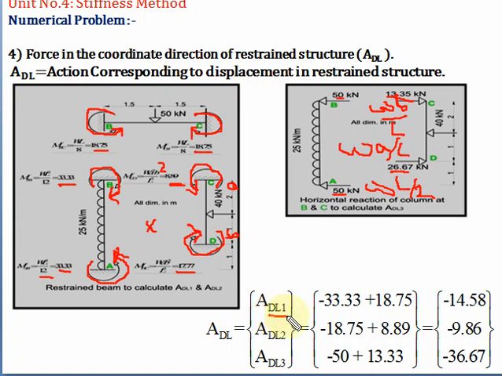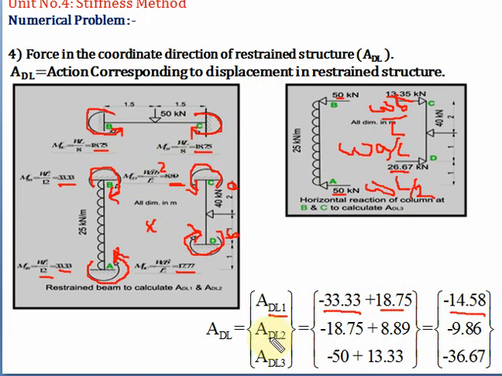Now first step is to find out ΔDL1. Now this ΔDL1 is due to what? It is due to the rotation at B. So for that we have to find out what moments are there at joint B. So in member BA, what is the moment? It is acting in clockwise direction, so minus 33.33. And the moment in member BC is acting in anti-clockwise direction, so it is plus. So what is the value? 18.75. So ΔDL1 will be minus 33.33 plus 18.75. That value will be equal to minus 14.58.